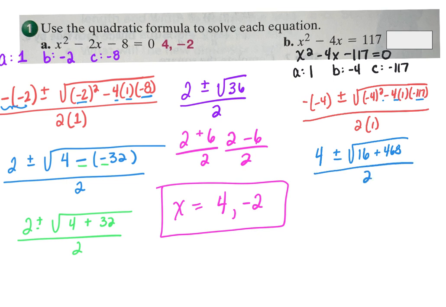I am not going to give you these huge numbers because you likely will not. We haven't done real big square roots yet, so I won't give you something that big. If you got to this point, then you're doing well. 4 plus or minus the square root of 484 all over 2. I would not make you take the square root of 484. But if you got to this point, you're good.